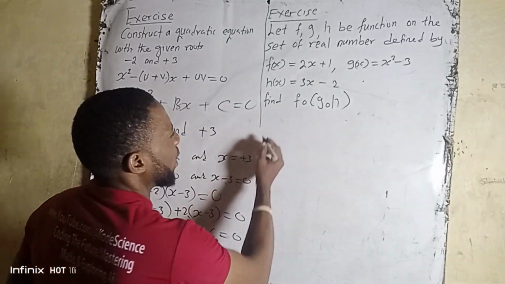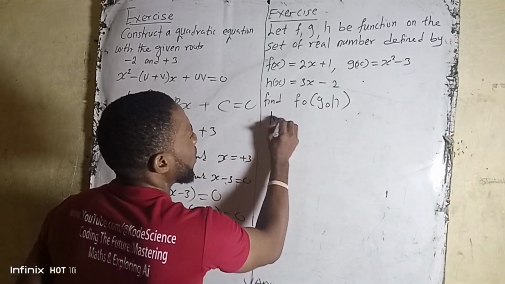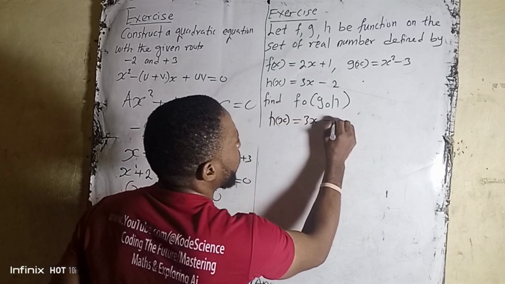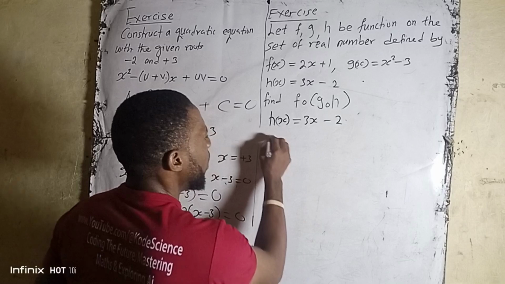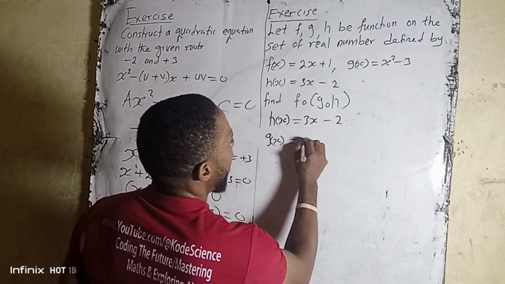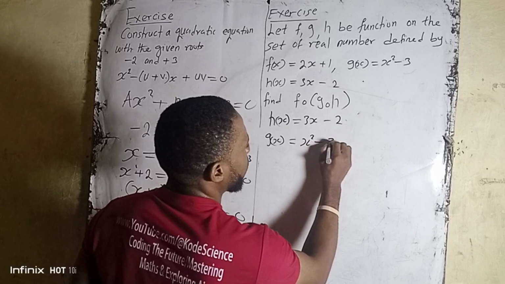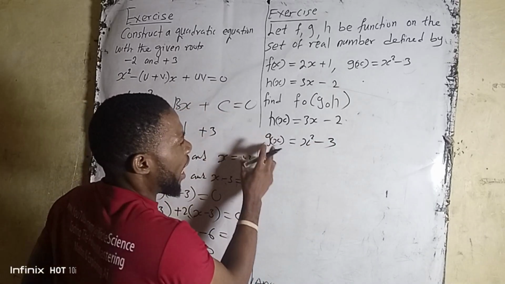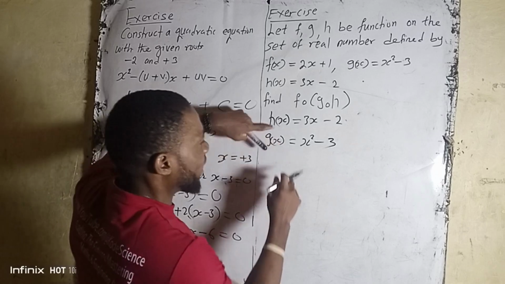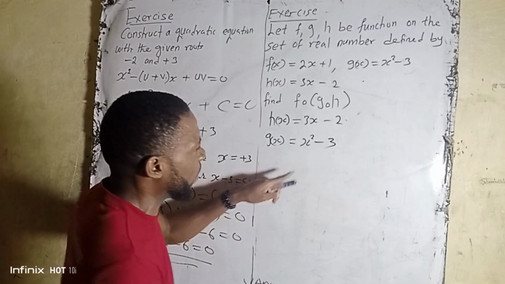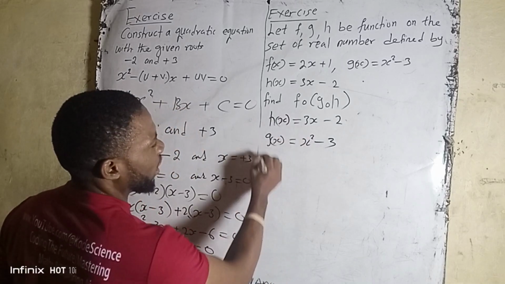Now let's take this example. We have our h of x, which is equal to 3x minus 2, and our g of x is equal to x squared minus 3. So all we need to do here is that this particular g of x sees h of x as x. It's just seeing h of x as what? x. Now let's take this example.